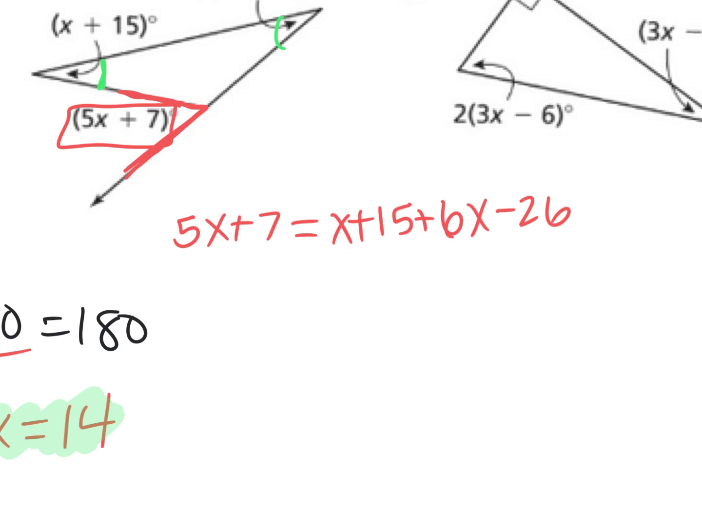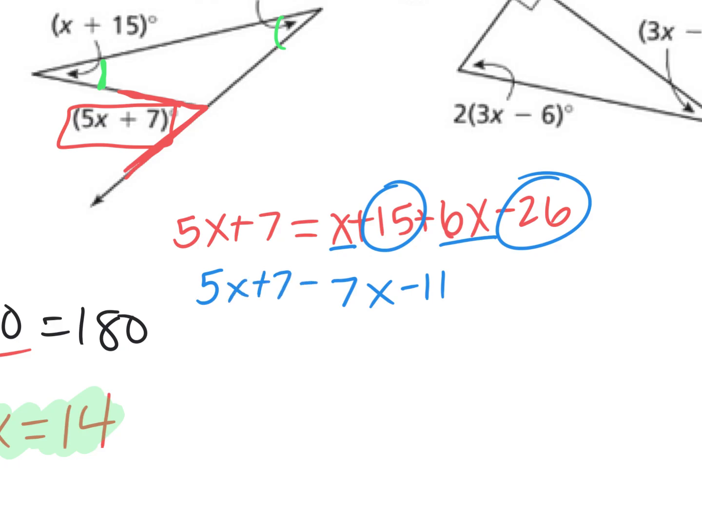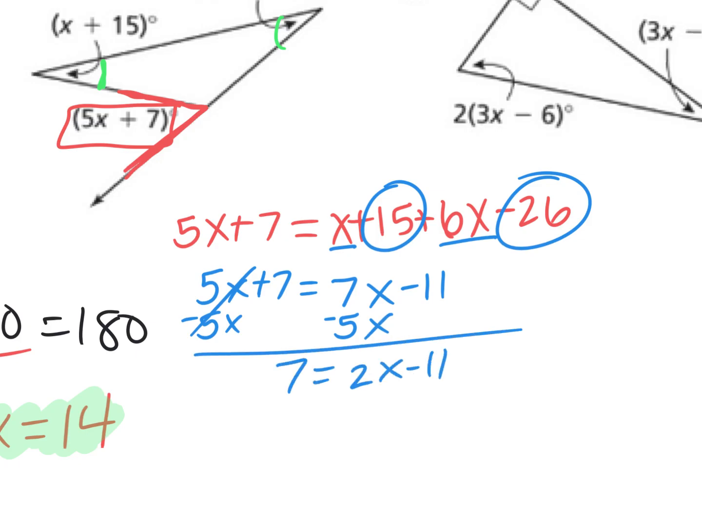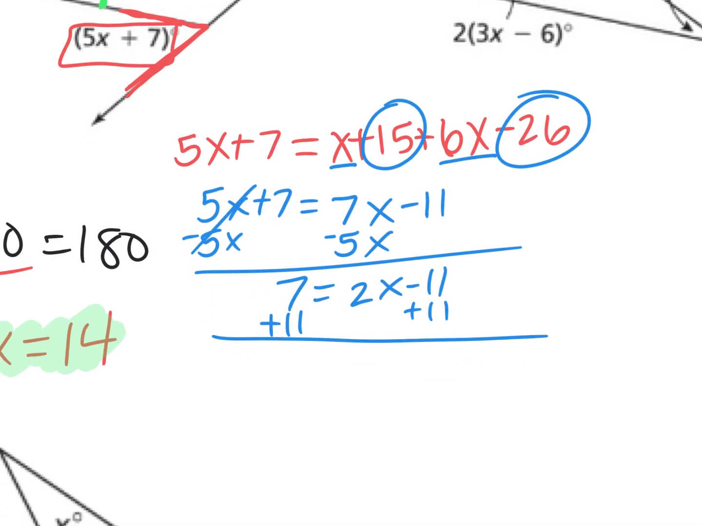Solve for x. So I'm going to combine my like terms over here. x plus 6x is 7x. 15 minus 26 is going to give me negative 11. The other side says this, and we're solving for x. I'm solving the equation somewhat quickly because at this point, this is just basic algebra.